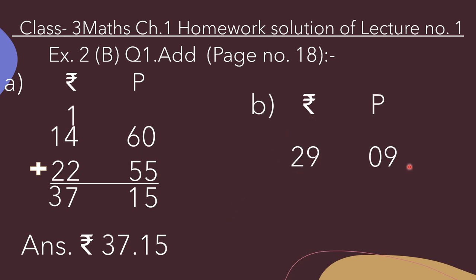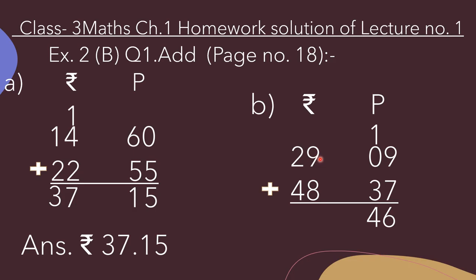Okay. Now in B part, 29 rupees 9 paise and 48 rupees 37 paise. Now we have to add. So let's start from our right hand side. 9 plus 7, that is equal to 16. So here 16 is a 2-digit answer. That's why we will write 6 here and 1 will be carry over. Now 1 plus 0 is equal to 1 and 1 plus 3 is equal to 4.